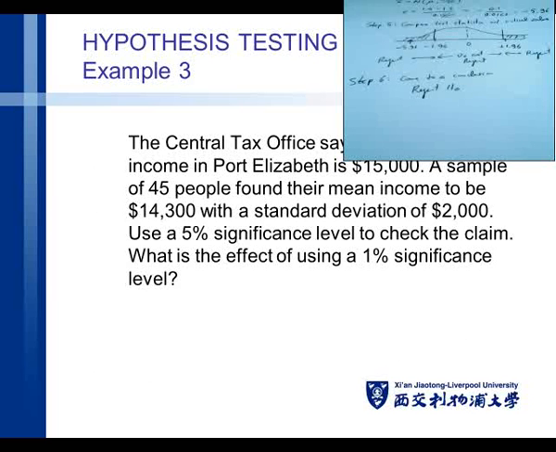So the Central Tax Office says that the average income in Port Elizabeth is $15,000. A sample of 45 people found that their mean income to be $14,300. The standard deviation of 2,000. Use a 5% significance level to check the claim. What is the effect of using a 1% significance level?